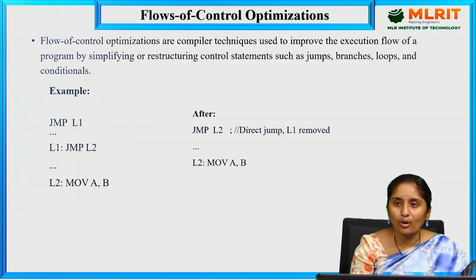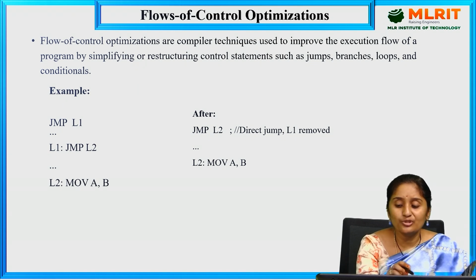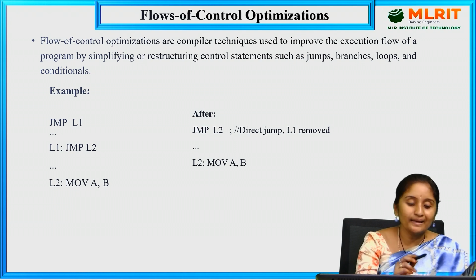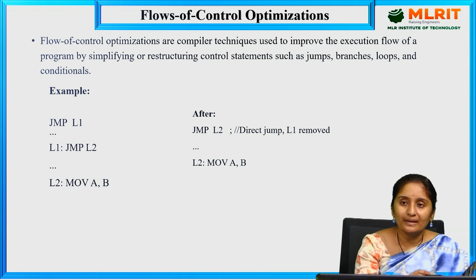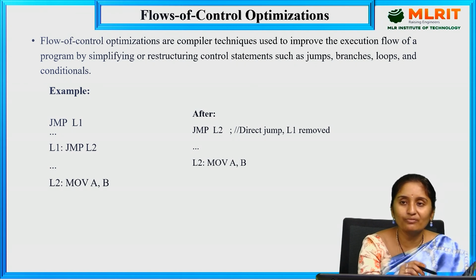Next, flow of control optimizations. The flow of control optimization is mainly used to improve the execution flow of a program. Flow of control is mainly used for the jump statements. It is the control flowing from one place to another place. Here in the flow of control optimization, any unnecessary jumps, branches, loops, conditional or unconditional statements, or any unnecessary statements, will be removed. So I am moving from one place to another place.